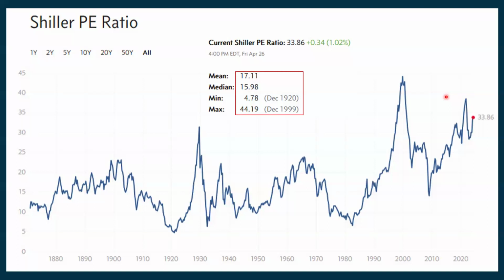Then there's a different way of looking at this, which was developed by Robert Shiller. It's called the Shiller PE ratio. You may see this called PE 10 because it takes 10 years of earnings and averages them together. This is also often called CAPE, C-A-P-E. So it has a number of different ways that you can refer to it. And the latest reading that we had after Friday is it comes in at 33.86.